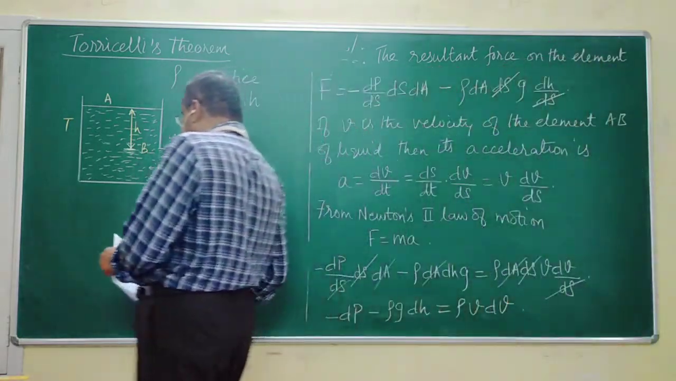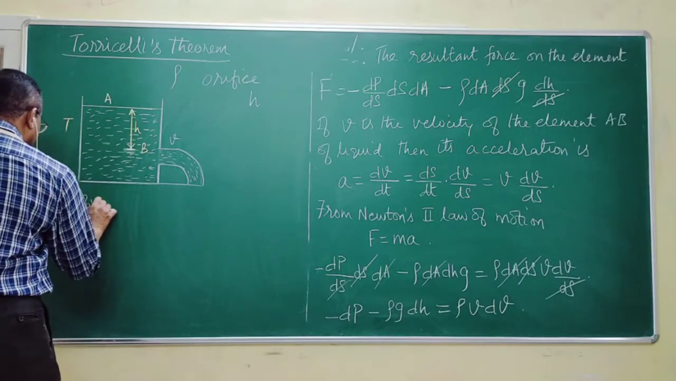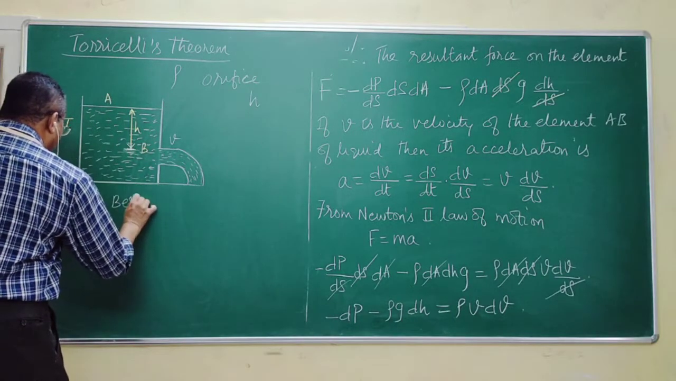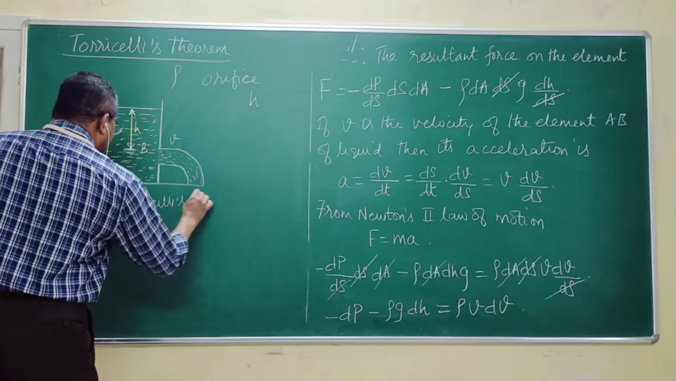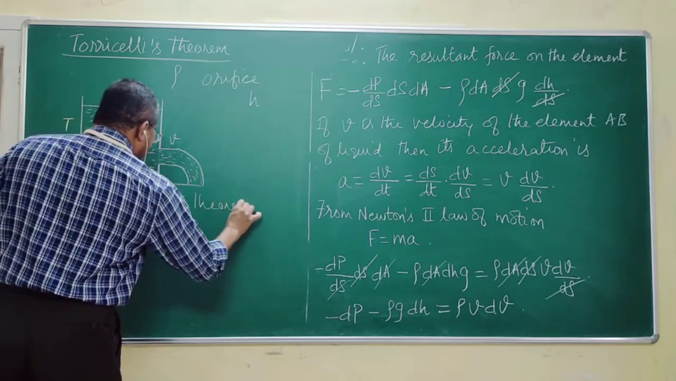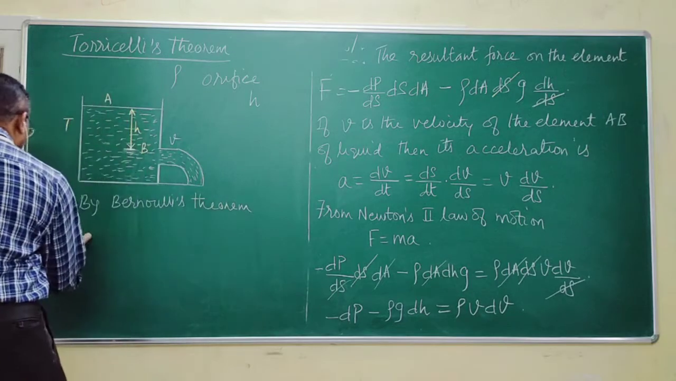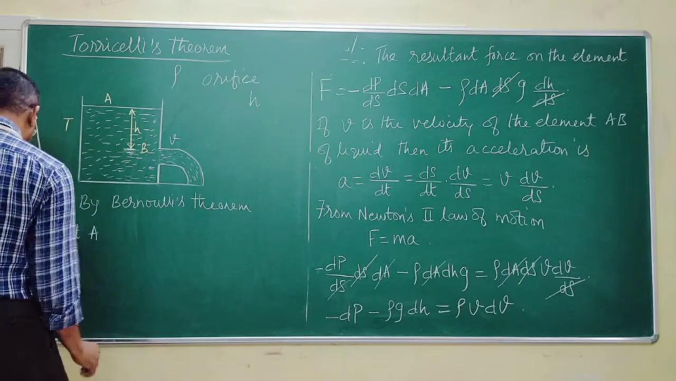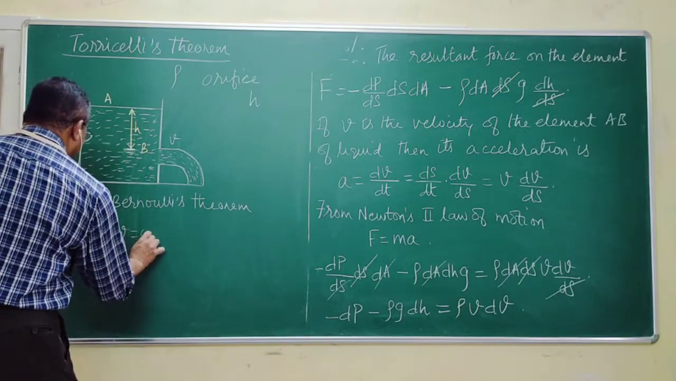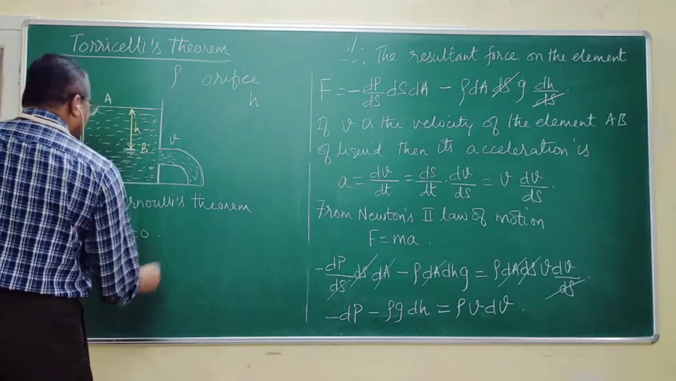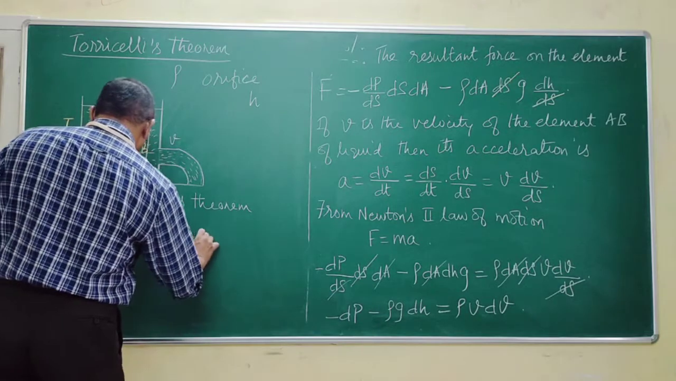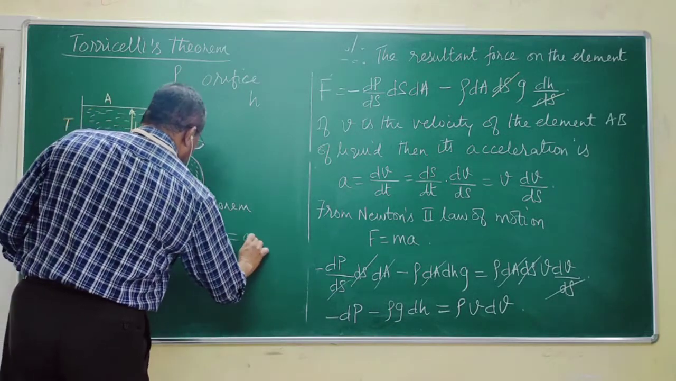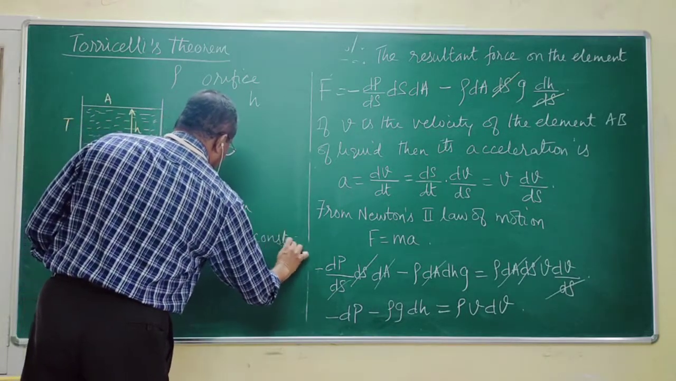Now, by Bernoulli's theorem, okay? Bernoulli's theorem. This I am going to write for A. At A, I have already said velocity is 0. Therefore, the equation will become P by rho g plus h is equal to a constant.